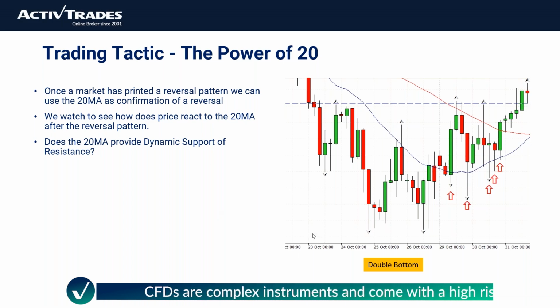And this really is the power of the 20 period moving average, being used to confirm a reversal. So in an ideal world, what I want to see is that price may have printed a reversal pattern, and then I'm looking to use the 20 period moving average as confirmation of that reversal. We watch to see how price reacts to the 20 period moving average after the reversal pattern.